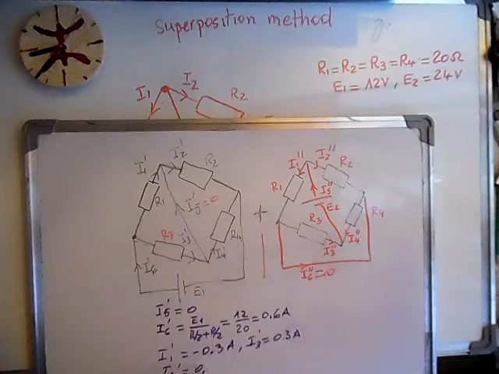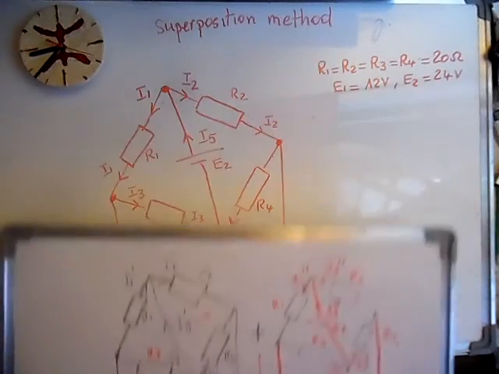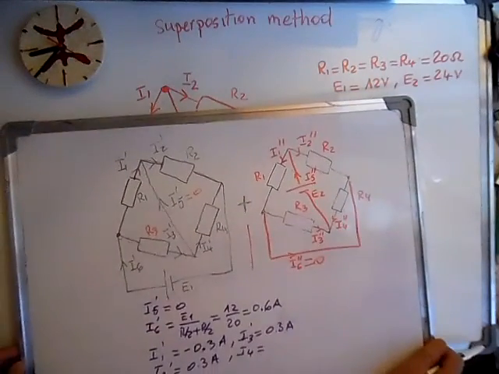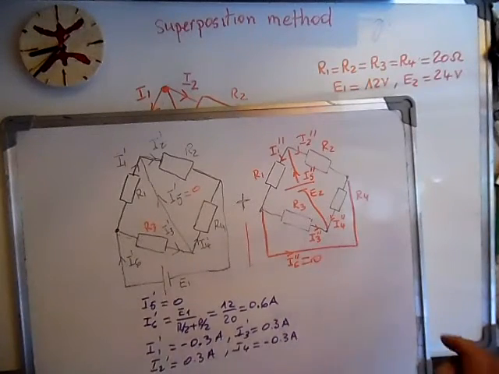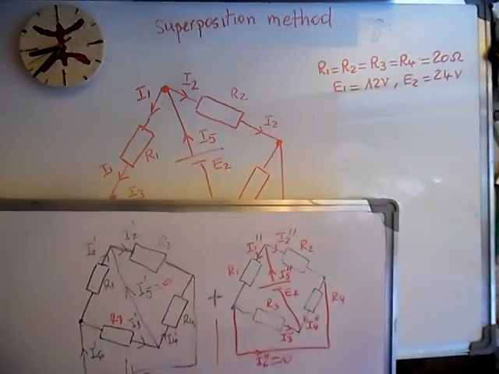Is it equal to 0.3 amps? And I4 prime will be equal to minus 0.3 amps, I think, because we have chosen the side, that's right. We calculated all the currents, and we go to the other circuit. So we can write down the first values.